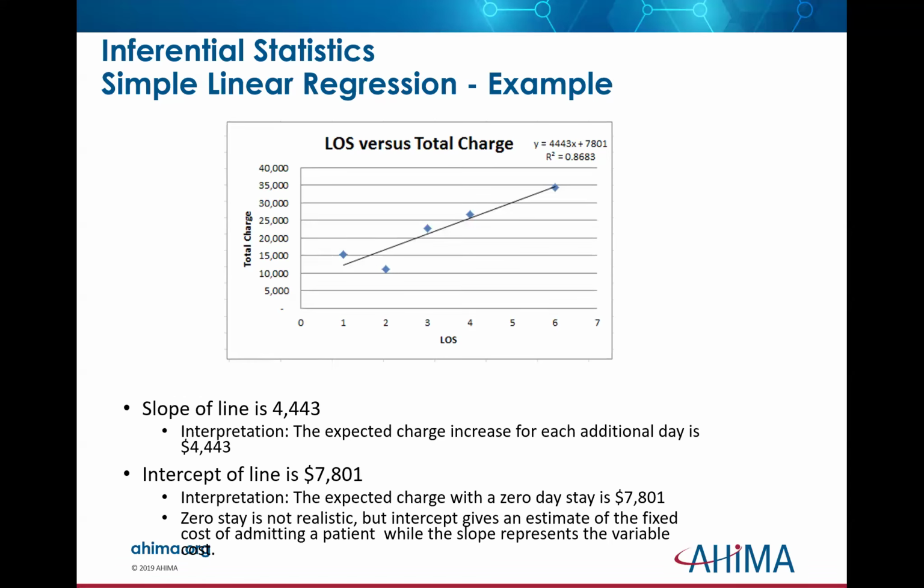So now we're doing the same thing, and we have a slope of 4,443, right? And it's the same type of thing. We're going to expect that the expected charge with a 0-day stay is 7,801.